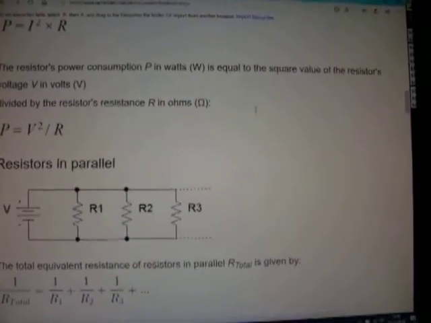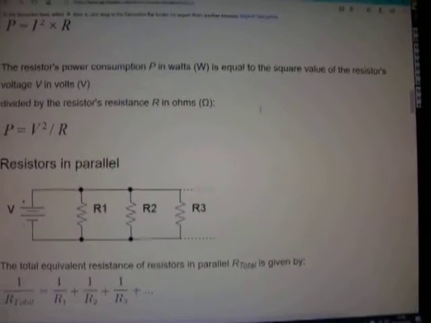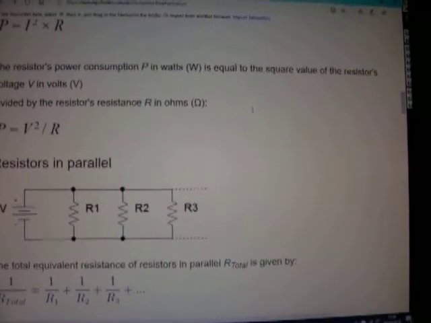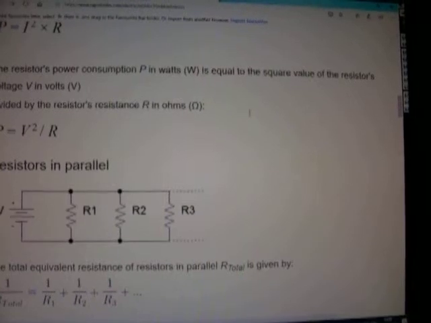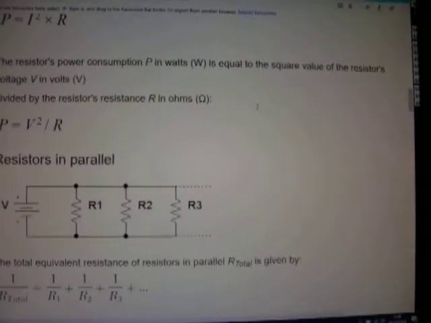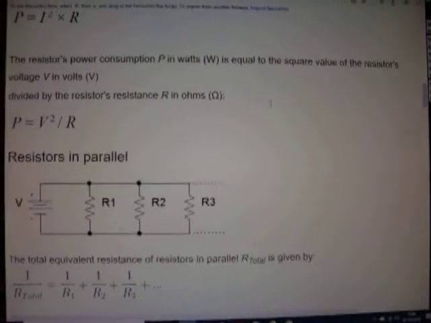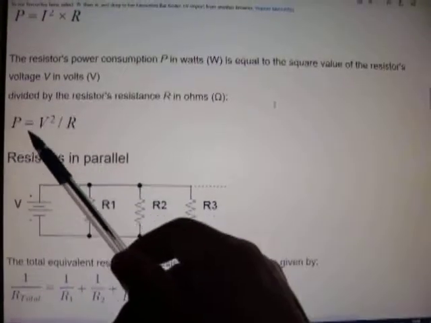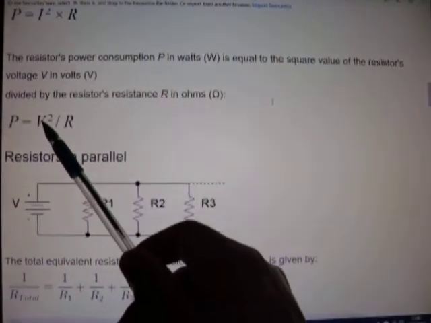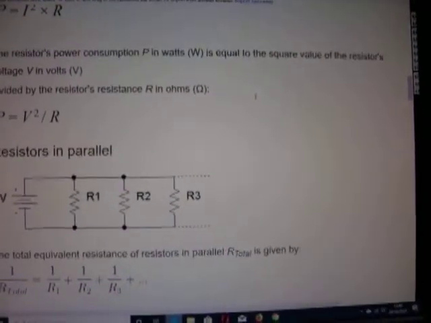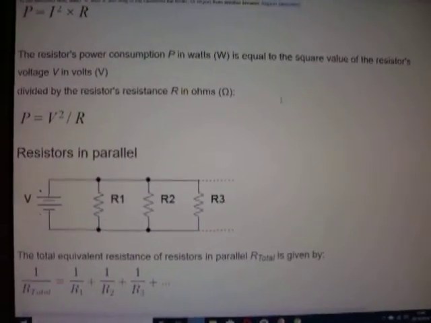Now the resistor's power consumption P in watts, W, is equal to the square value of the resistor's voltage V in volts divided by the resistor's resistance R in ohms. Here again, what we have here is P equals V squared over R. So here we're looking at P equals V squared divided by R. Okay? So keep that in mind.